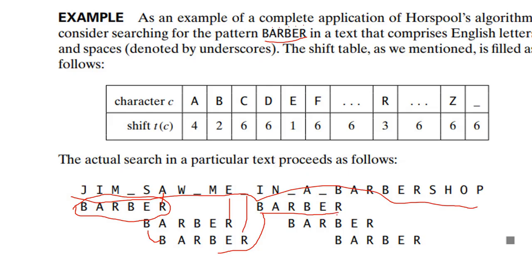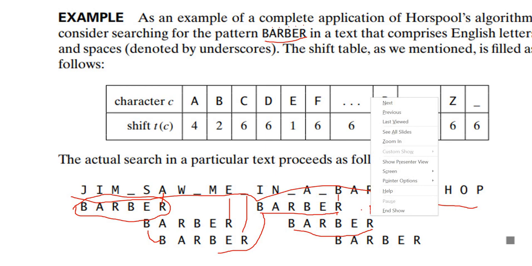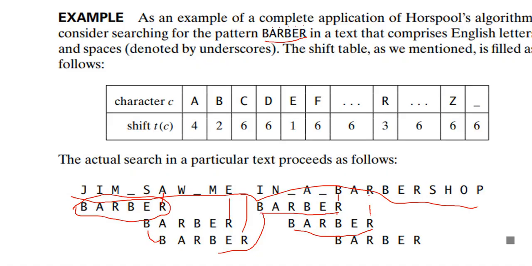After it comes to this position, what is the next thing? You have to match B and R. B and R, are they matching? No. So anyway, just find out the value for B. It is 2. So I shift B and A by 2, and now it is shifted here. Again I will match R and R. R and R is matching, but are the next characters matching? A and E, it is not matching.